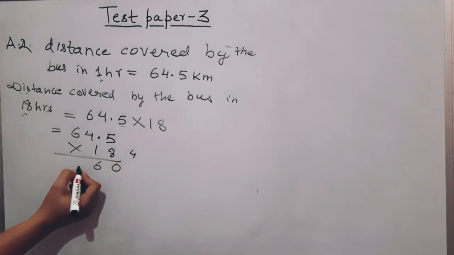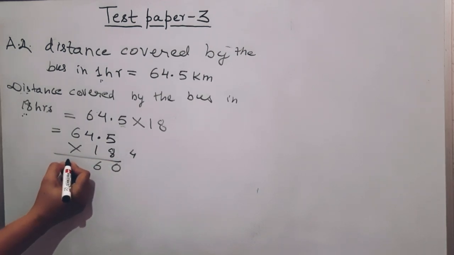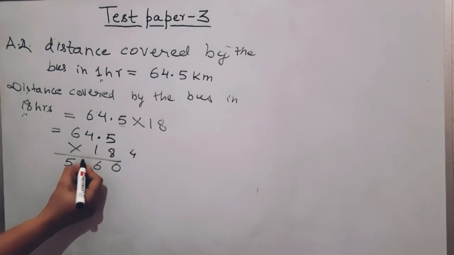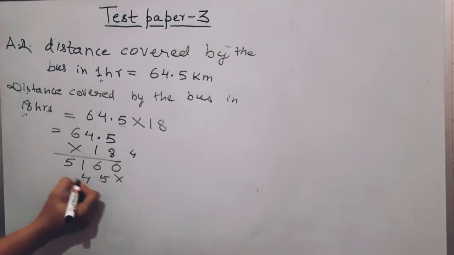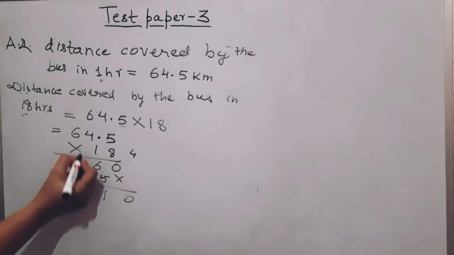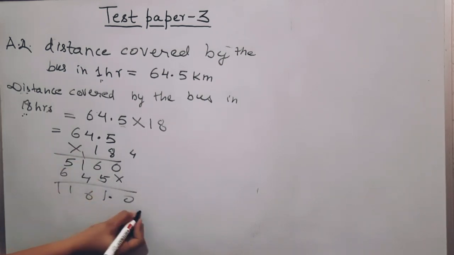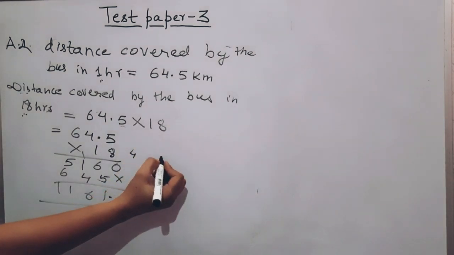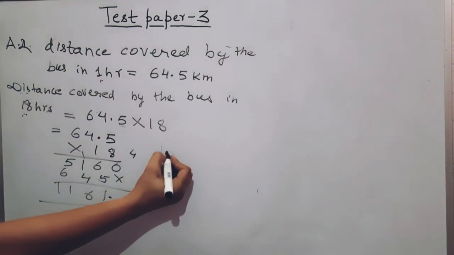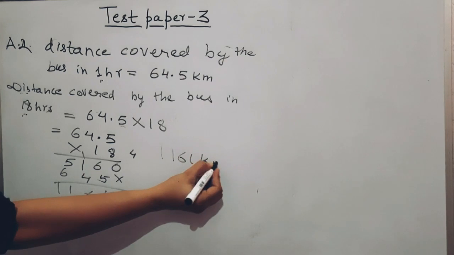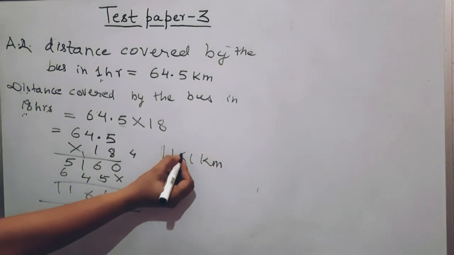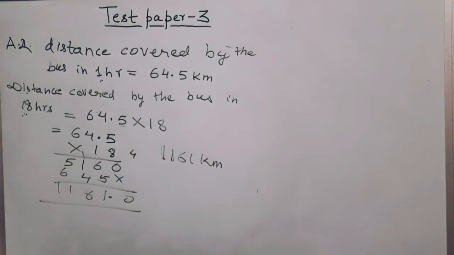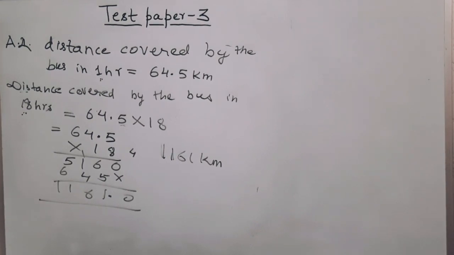36, 8 6s are 48, 48 plus 3, 51. Now 1 5s are 1 4s are 1 6s are, so here it will be 1161.0. So the distance covered by the bus in 18 hours is 1161 kilometers. How much distance has the bus covered? 1161 kilometers. Okay students. Now I am going to solve question number 3. So please pay attention students.